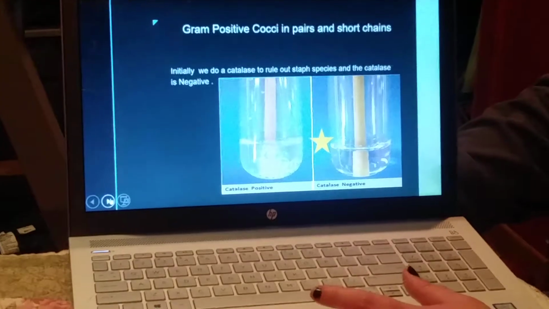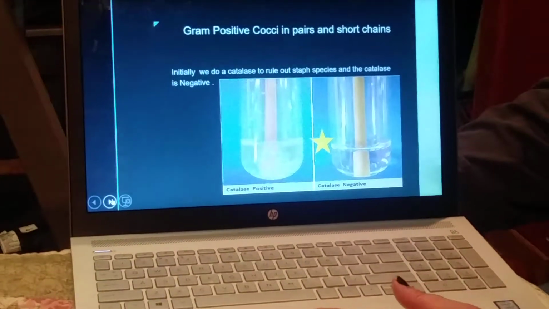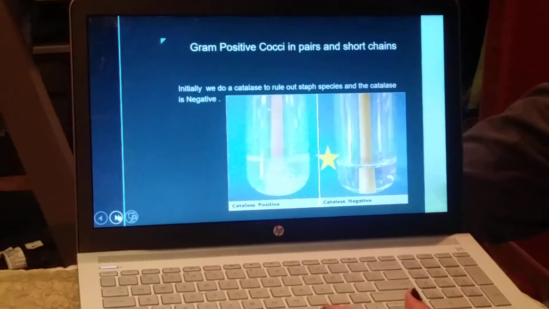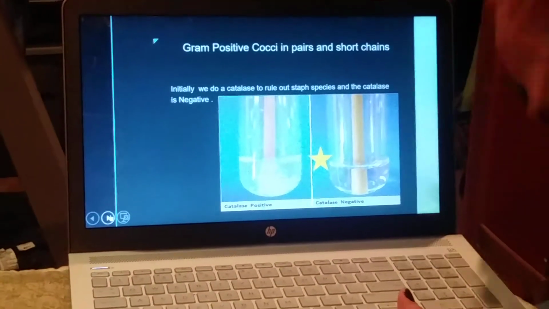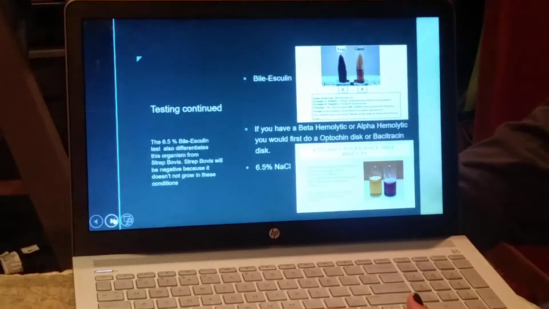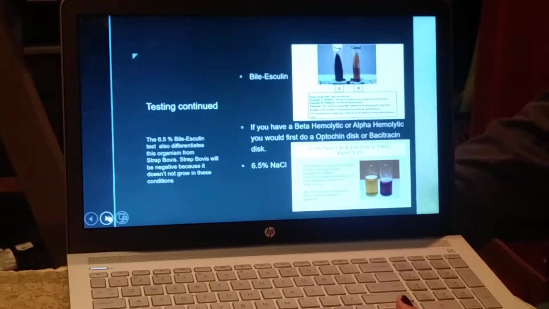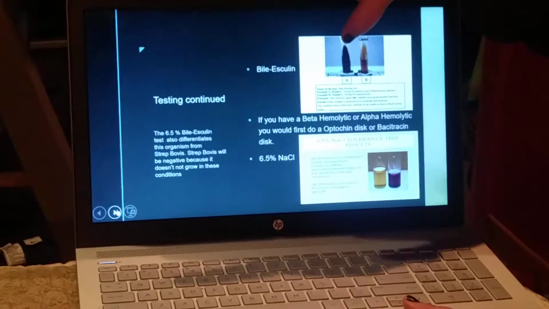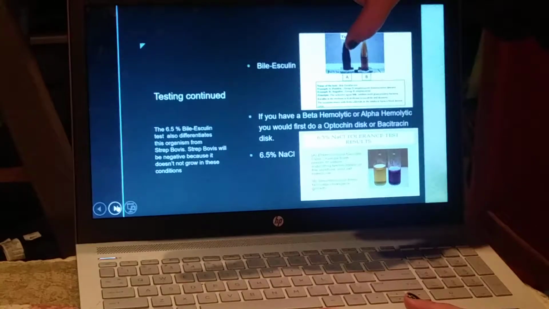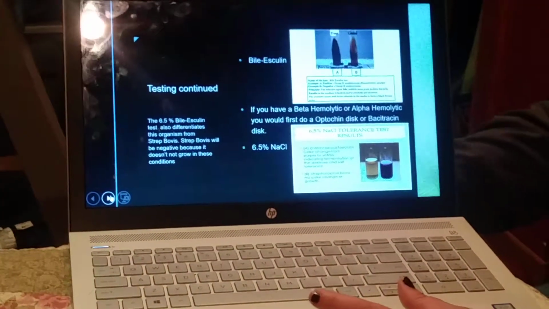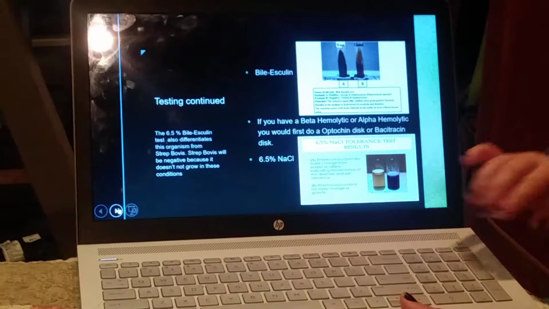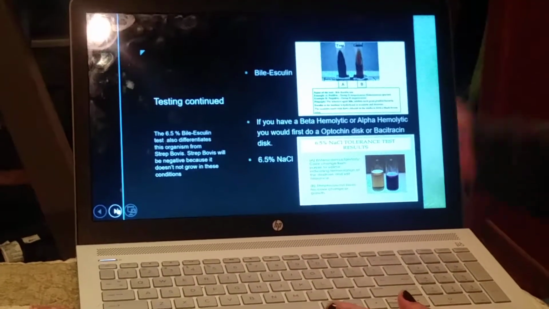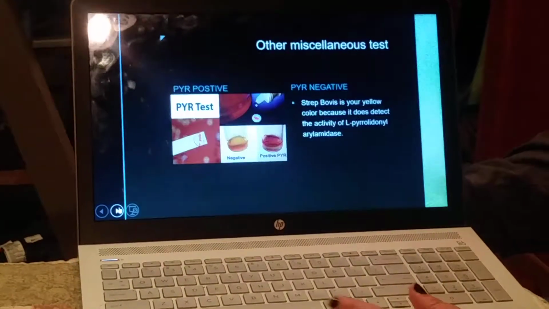So, initially on the gram-positive that we're going to work at first, you do a catalase to rule out the staph species, and of course this specimen was catalase-negative, and I put a star by that. So the next testing that would be needed would be a bile esculin, which was positive, and you can see that by the black because it is fermenting the bile esculin. And on the 6.5 salt, it also showed growth. So there are the positives and negatives for you to see there.